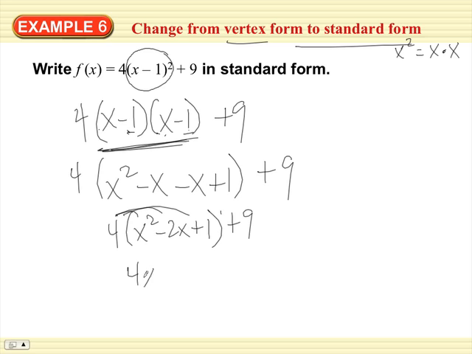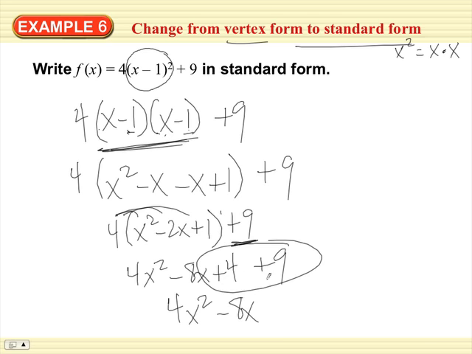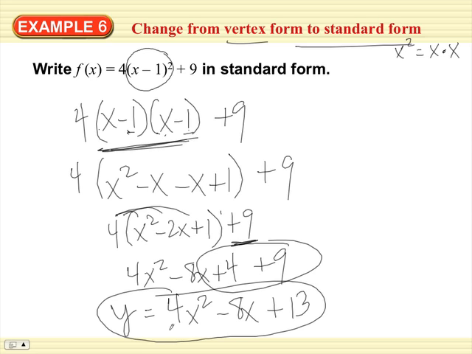4 times x squared, 4x squared, minus 4 times 2x, 8x, plus 4. Then you still got plus 9. Be thorough in all your work. Okay, doing a bunch in your head doesn't help sometimes. 4x squared minus 8x, and these two are like terms, so plus 13. Make sure you put equals y or equals f of x. Okay, there you go. Any questions on changing to standard form from vertex?